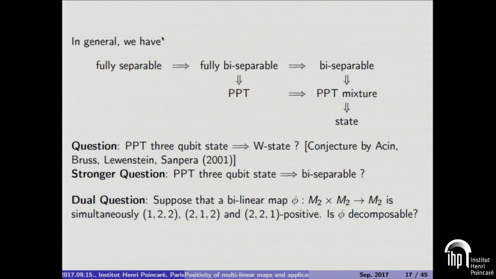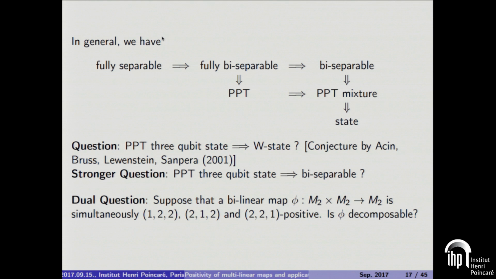Here is one question, which was conjectured by quantum physicists: if every three qubit PPT state must be a W state. I won't explain what the W state is here, but this is implied by biseparability. So we may ask a little bit stronger question: is every PPT three qubit state biseparable? The dual statement is this: suppose a bilinear map satisfies the three kinds of positivity simultaneously; the question is whether it is decomposable.